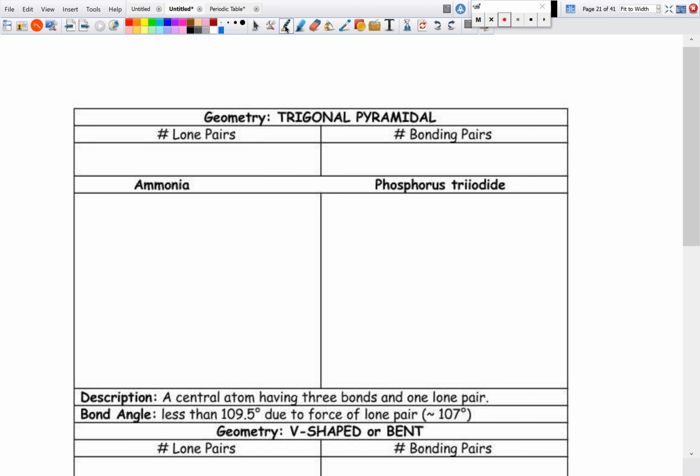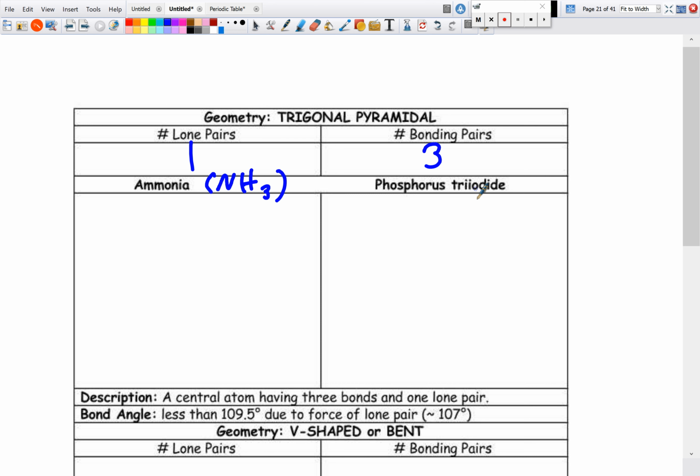Now, the combination of these here, we're going to have 1 lone pair, and we're going to have 3 bonding pairs. So, for example, the only atoms that have 1 lone pair are nitrogen and phosphorus. So that's why my 2 examples right here are ammonia, which is NH3, and phosphorus triiodide.